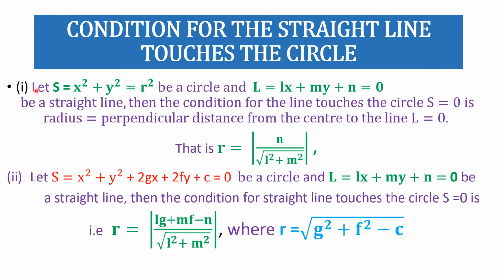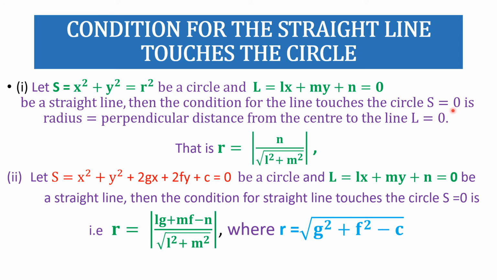Now the first one is, let S equal to x square plus y square equal to r square be a circle, and let L equal to Lx plus My plus N equal 0 be a straight line. Then the condition for the line to touch the circle S equal 0 is, so here any line is tangent to the circle. First of all, we find the radius of the circle and the perpendicular distance from the center to the given line.